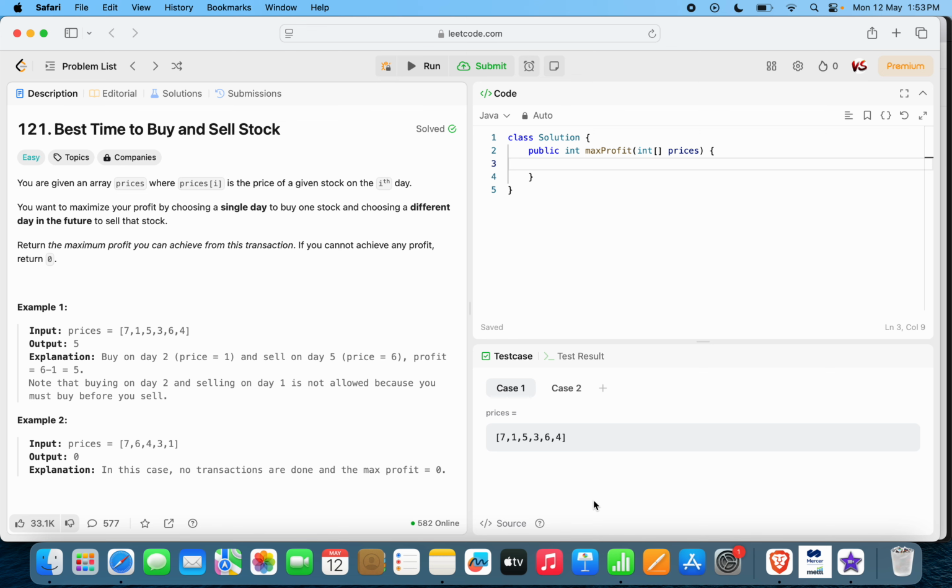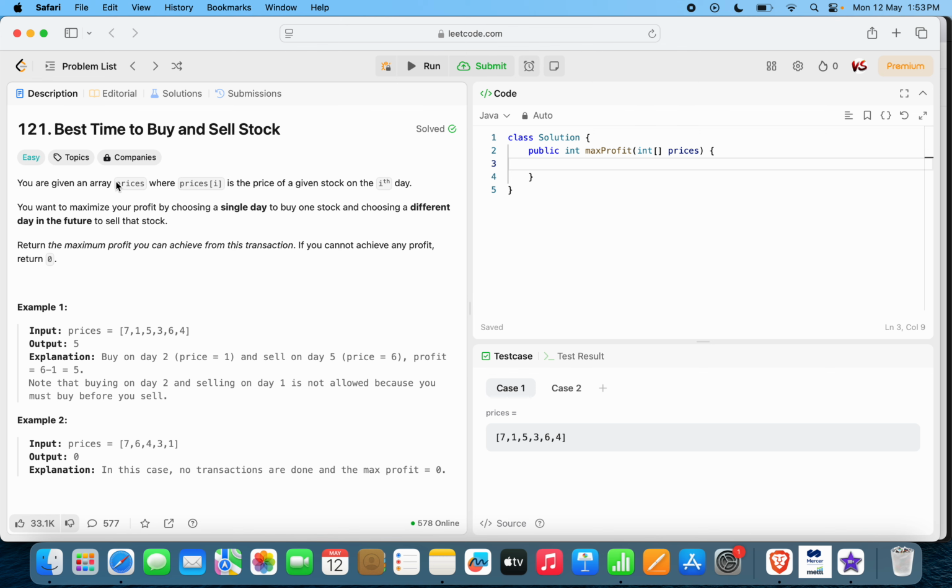Codenja. This is the second coding question that is mostly asked by the top bank companies. Let's solve this using the brute force approach. This one is the best time to buy and sell stock.